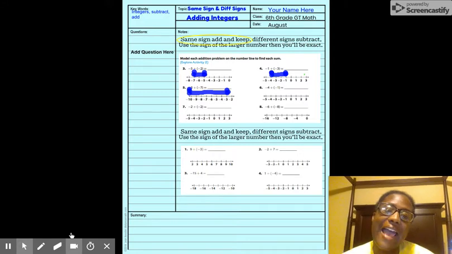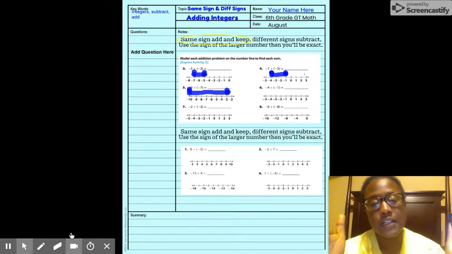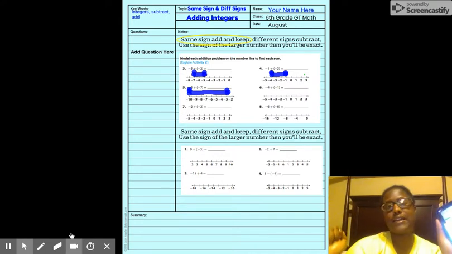Same signs, add and keep. Different signs, subtract. Use the sign of the larger number, then you'll be exact.